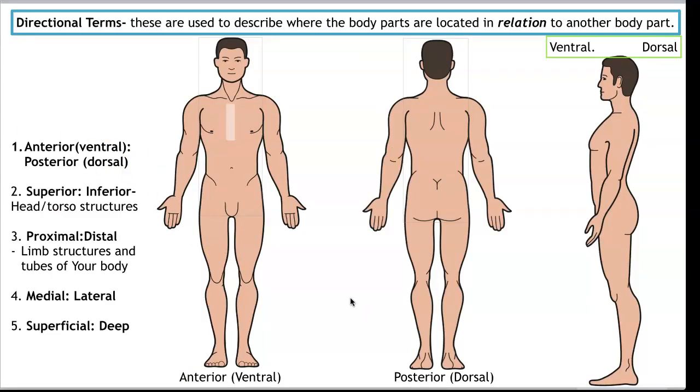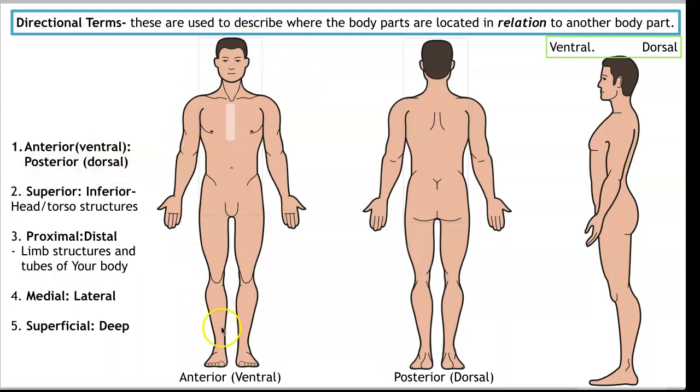Directional terms. You will see these terms throughout anatomy the whole semester. They are used to describe where the body parts are located relative to other body parts. What does that mean? We'll go through this one step at a time. So there are 5 different directional terms you have to know. First one, real easy. Anterior, aka ventral. Ventral is the same thing as anterior. And then the other term is posterior, aka dorsal.